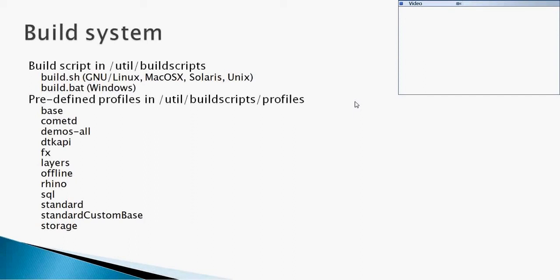Here are some more details about where it is: inside the util directory, the build scripts, build.sh for Linux and Mac OS, and build.bat for Windows. You can run these to build. There are pre-defined profiles available, and you can create your own also.